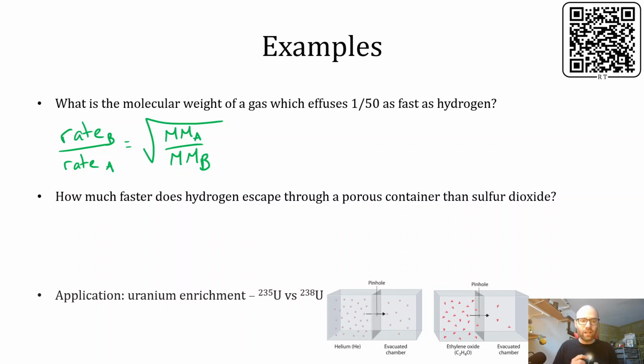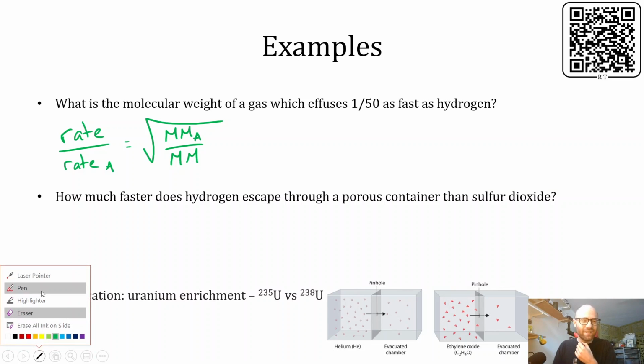If we want to use this here, I'm just putting in A and B for now. But since we were told in the problem that these have names, one of them is hydrogen. Let's call B hydrogen. I think that's going to be a little nicer for us.